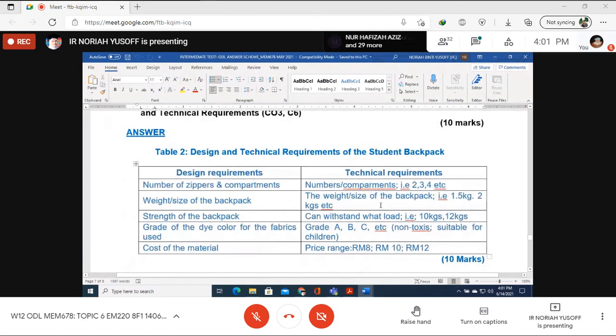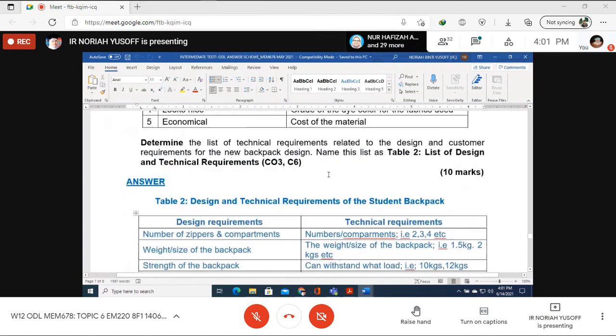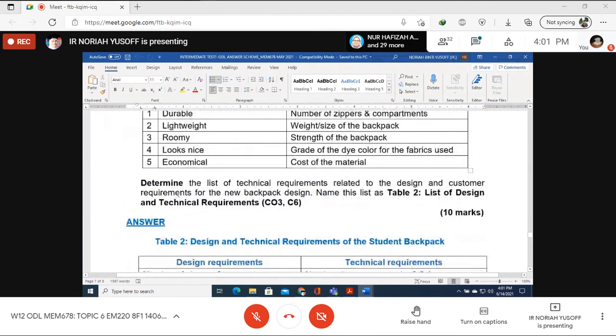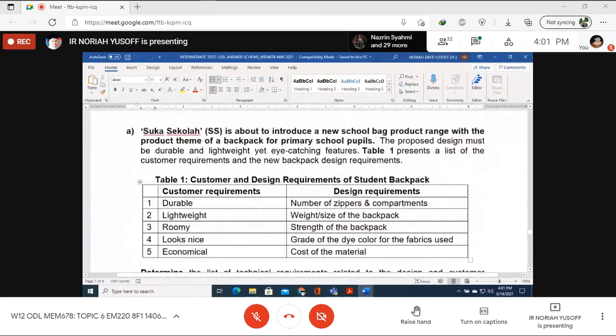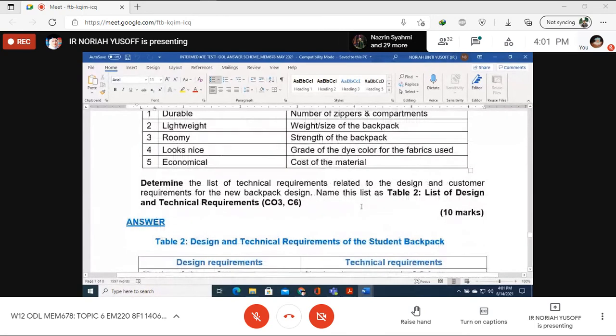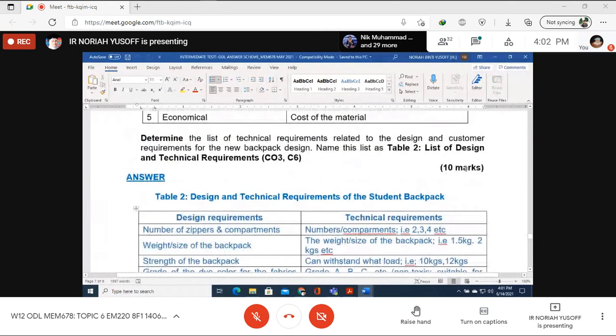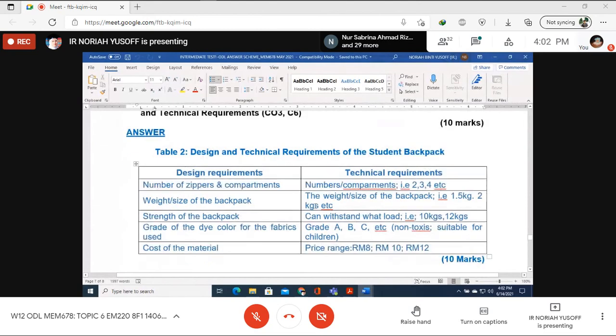Macam ni contohnya, contoh jawapan dia. The question kata determine the list of technical requirements related to the design and customer requirements. Design requirement kat sini. Saya dah bagi dah jawapan dia sebenarnya. And then dia kata name this list as table 2. Macam ni. List of design and technical requirements. It's already given tau. Cuma some of you macam blur-blur, tak buat betul juga.